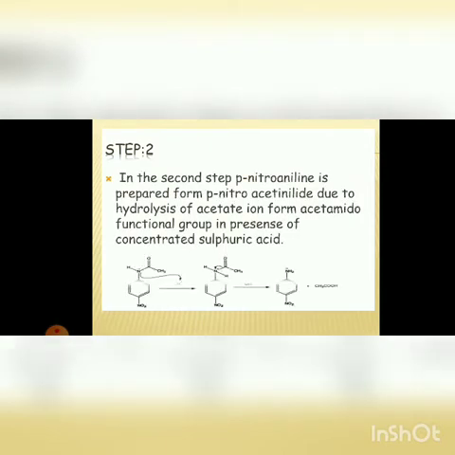Next, in the second step, p-nitroaniline is prepared from p-nitroacetanilide due to the hydrolysis of the acetate ion from the acetamide functional group in the presence of concentrated sulfuric acid. Hydrolysis occurs in the first step, and then it converts into the acetate ion from the acetamide functional group.